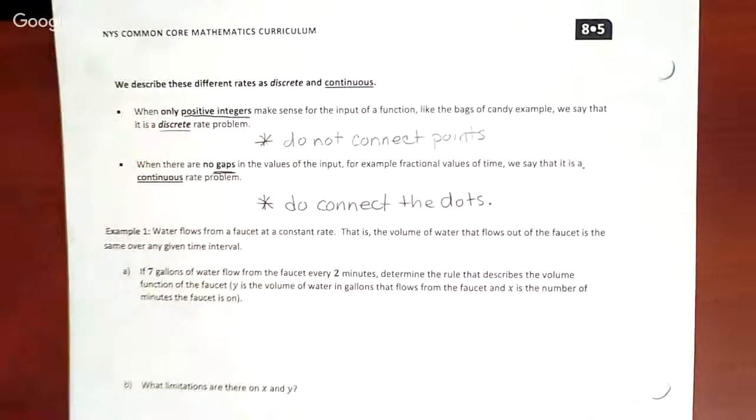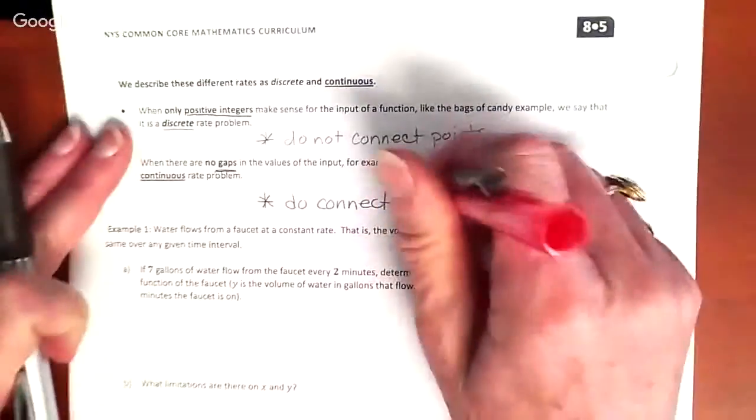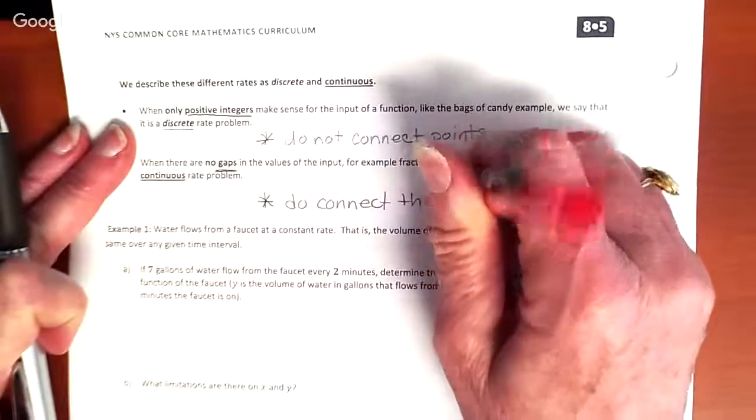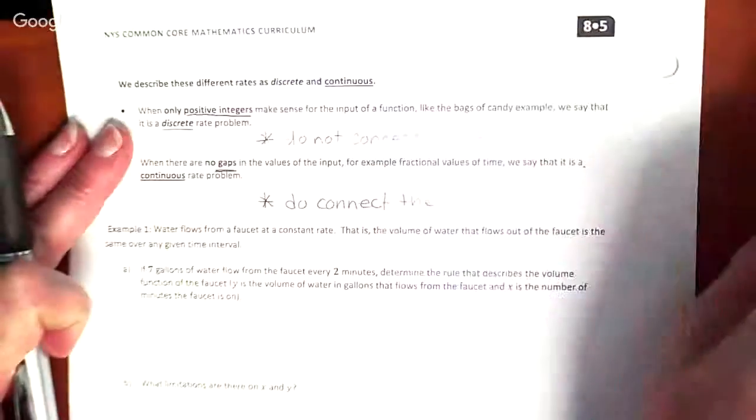Or sorry, the points. I feel like I'm in a game. Oh, connect the dots.